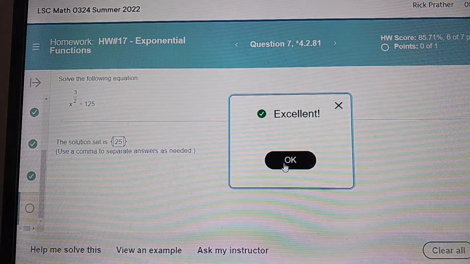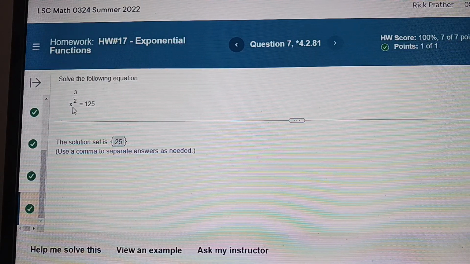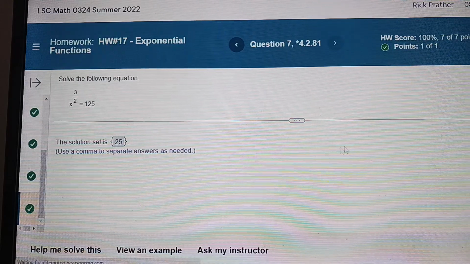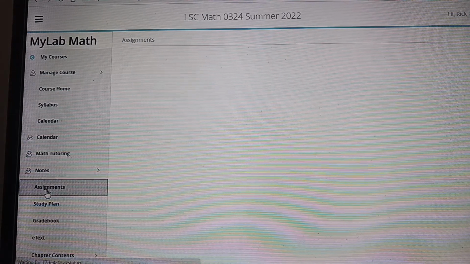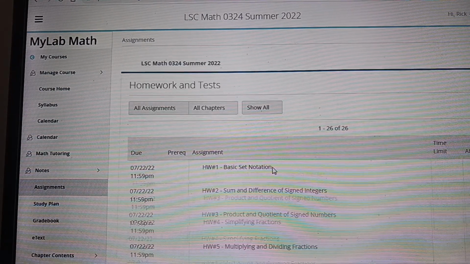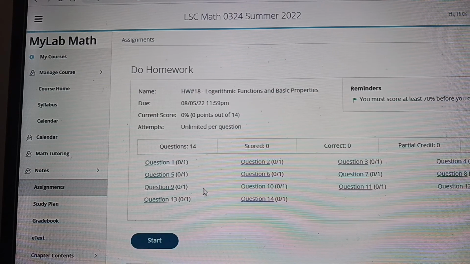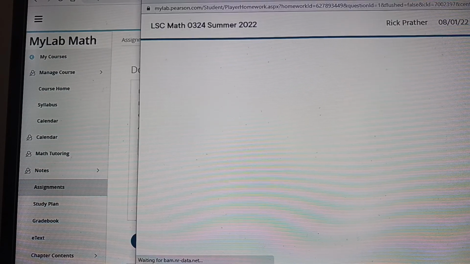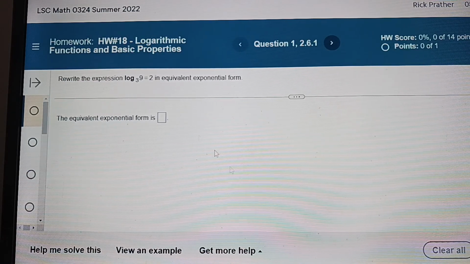So half of this assignment here, homework 17, half of it had x's for the base and numbers in the exponent. The other half was the other way around, where the base was a number and the exponent had an x. Okay, so that one is homework 17. Homework 18, logs. Okay, logs are the opposite of exponentials. And they can go back and forth between each other.